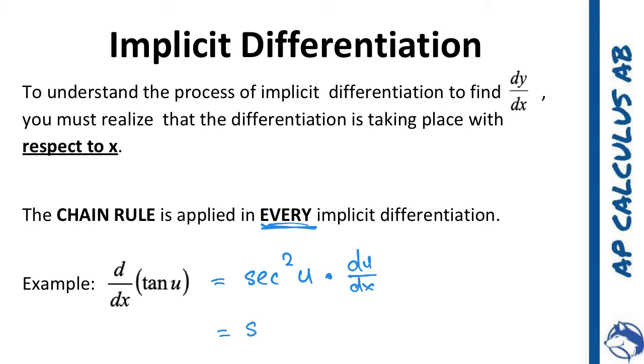The more common way that you're going to see it written is secant squared of u times u prime. And that is going to be our derivative of that original function. You'll see more examples of that on the next slides.